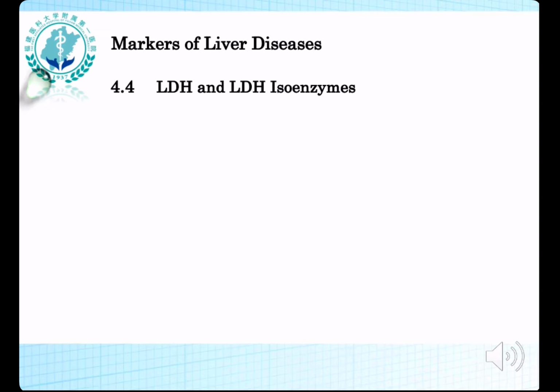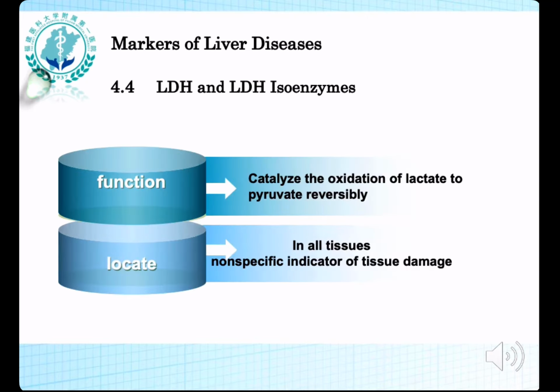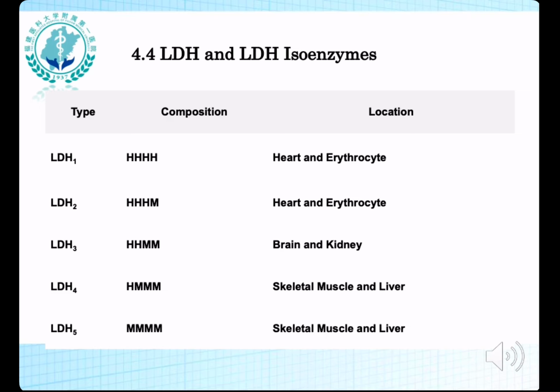The fourth part, LDH and LDH isoenzymes. The function of LDH is to catalyze the oxidation of lactate to pyruvate reversibly. It is located in all tissues. It is a non-specific indicator of tissue damage. As we talked about before, LDH has 5 different kinds of isoenzymes. They are composed of H units and M units, and they are distributed in different tissues and organs. We may know the source of disorders according to the measurement of LDH isoenzymes.